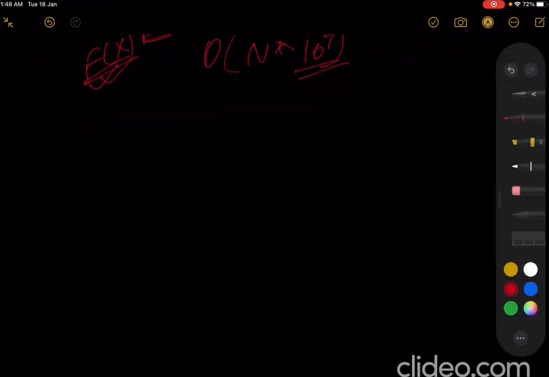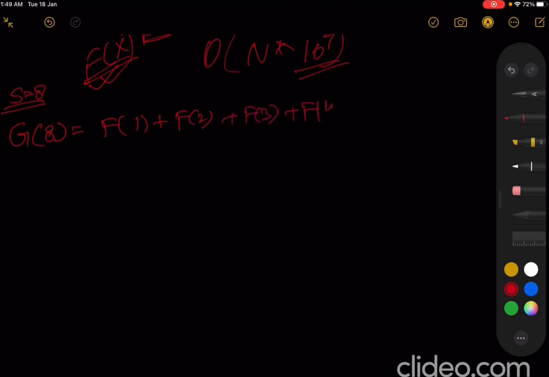Let's take an example: if s is equal to 8, we are calculating g of 8. So g of 8 will be equal to f of 1 plus f of 2 plus f of 3 plus f of 4 plus f of 5 plus f of 6 plus f of 7 plus f of 8, right?